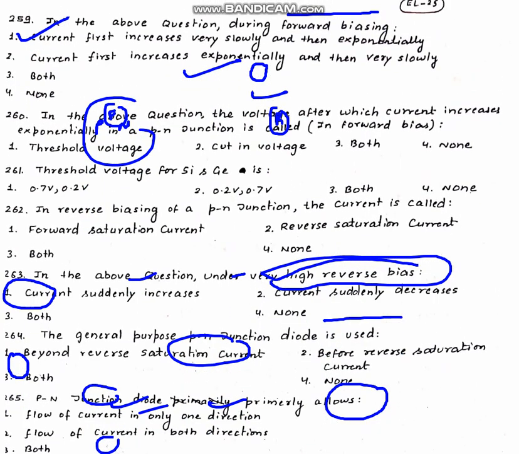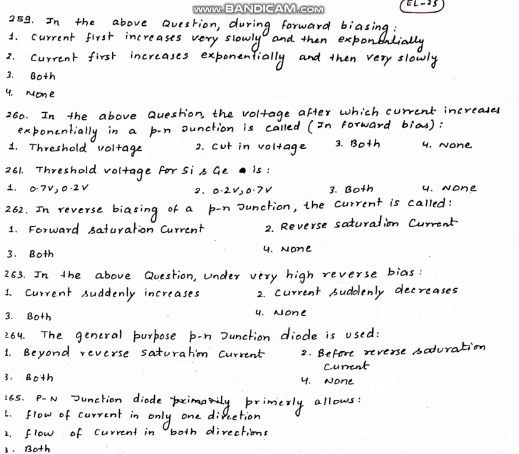Next, in the above question, during forward biasing, current first increases very slowly, then exponentially. So it is given by the first. Next, the voltage after which current increases exponentially in a PN junction is called the threshold or the cut-in voltage. So third will be correct.